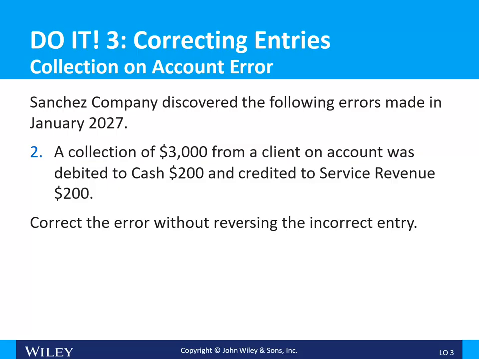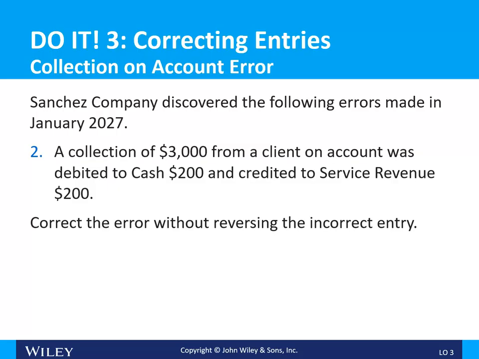The next example, a collection of $3,000 from a client on account was debited to cash $200 and credited to service revenue $200. What was wrong with this entry? Well, pretty much everything. We should not have credited service revenue because we were collecting from a client on account. So we've already recognized the revenue and set up an accounts receivable. So we should have credited accounts receivable. And we used the wrong amount, $200 instead of the $3,000. So to correct this, we have to look at what the correct entry should have been. Debit cash $3,000, credit accounts receivable $3,000.